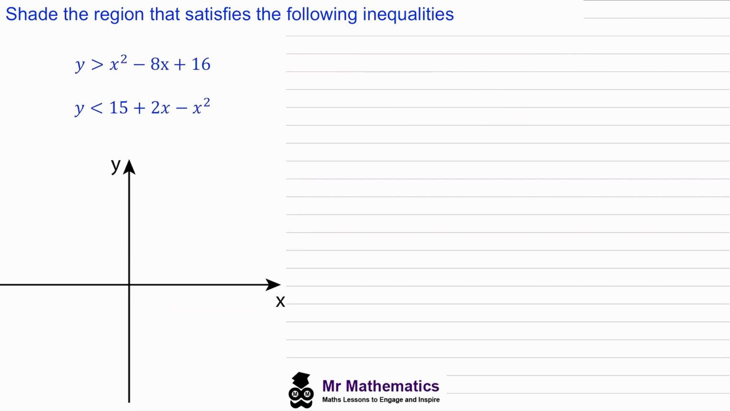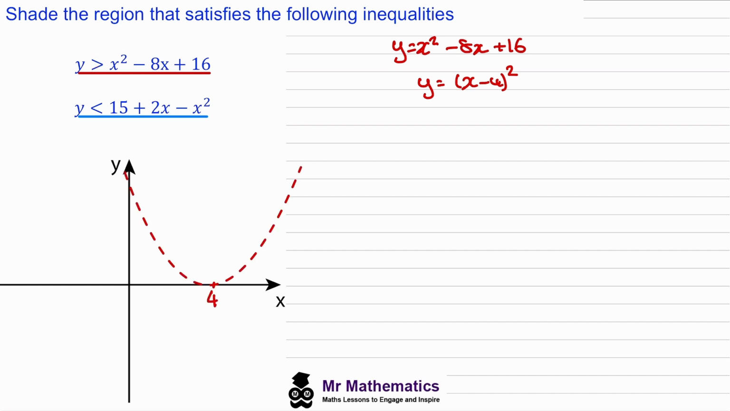Okay, so in our final example, we're asked to shade the region that satisfies these two quadratic inequalities. If we do the top one in red and the bottom one in blue, we need to begin by sketching the two quadratics. So if we say that y is equal to x squared minus 8x plus 16, we can find the roots by factorizing. So y will equal x minus 4 multiplied by itself, or squared. And because this is greater than, we'll use a dashed line.